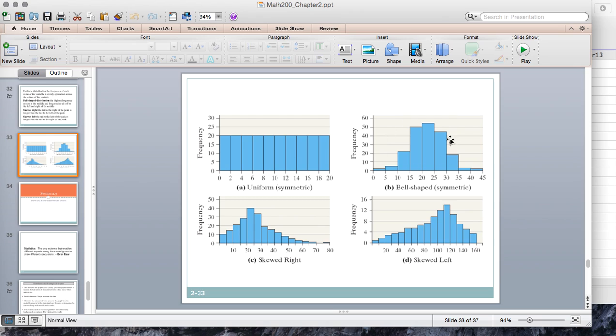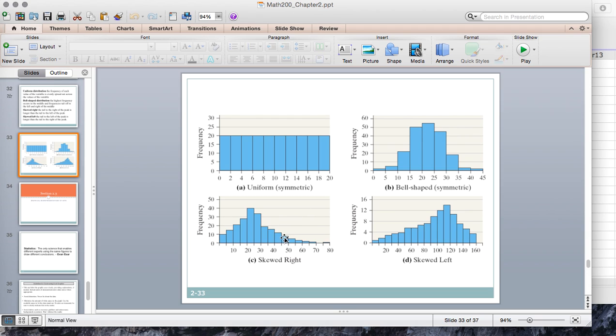This one right here is bell-shaped. We're going to be talking about the bell-shaped or normal distribution quite a bit in this class. It just follows a nice little bell. It is also pretty symmetric because if we cut it in half here, the left-hand side and the right-hand side look pretty much the same.